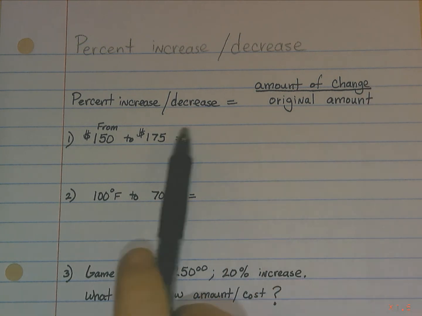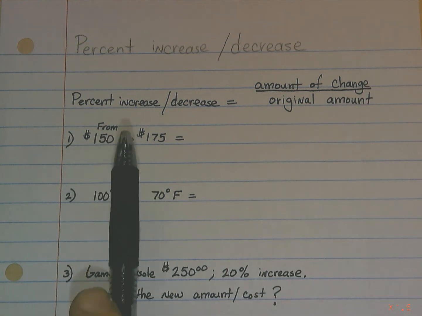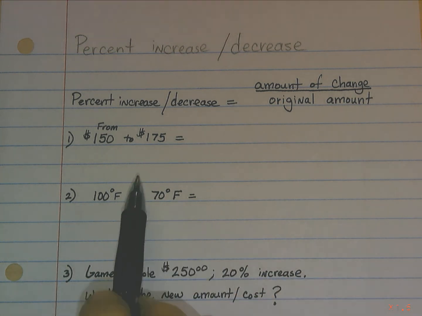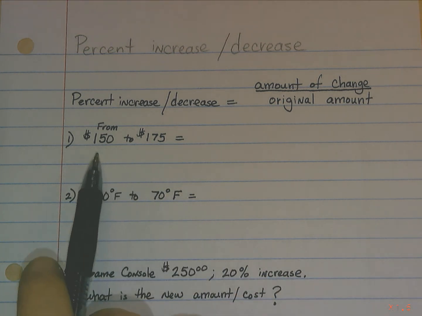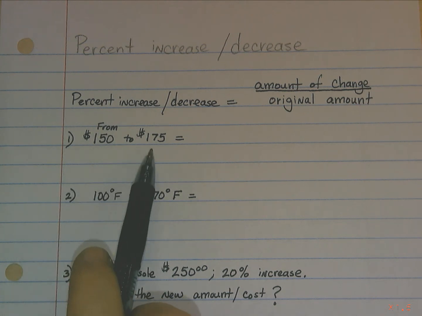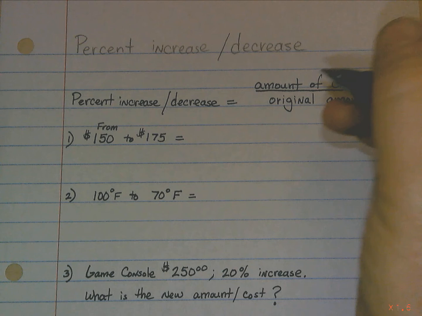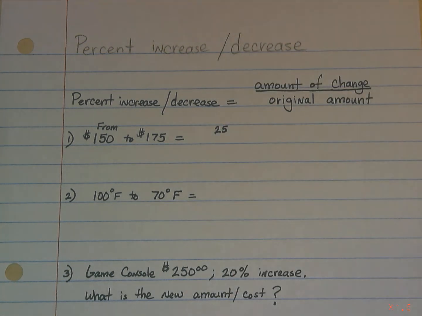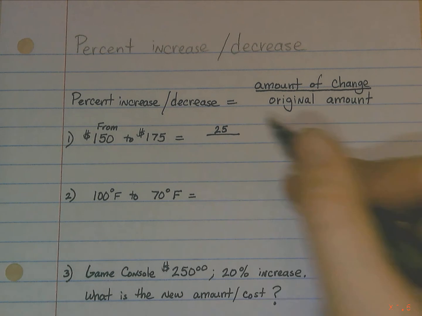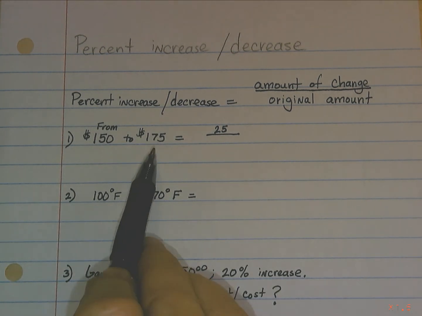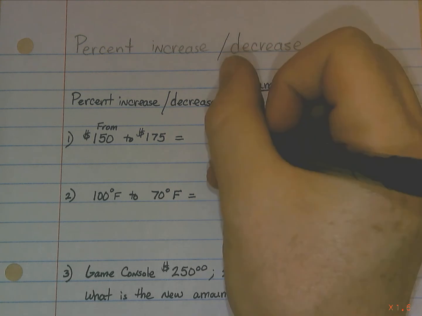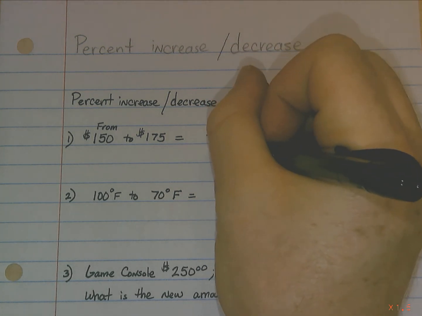by the original amount. So in this case, let's say I buy a bicycle for 150 bucks, but I notice maybe a few weeks later, the same bike's on sale for $175. So it's increased quite a bit of money, right? 25 bucks. So the amount of change is going to go on top, so $25 will go on top. Divide that by the original amount, and the original amount in this situation would not be 175, it would be 150. 150 is your original amount. So you divide 25 by 150.